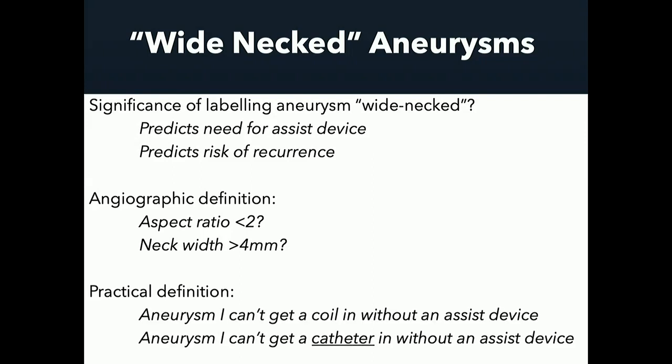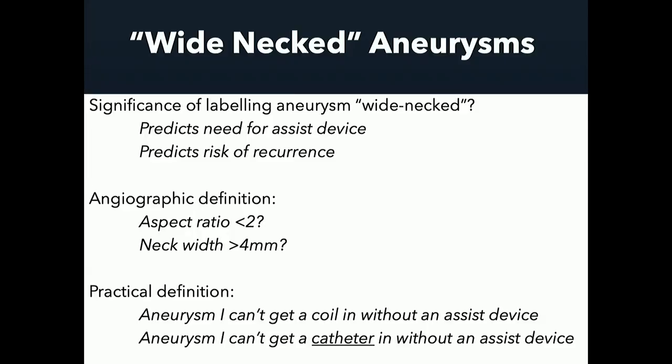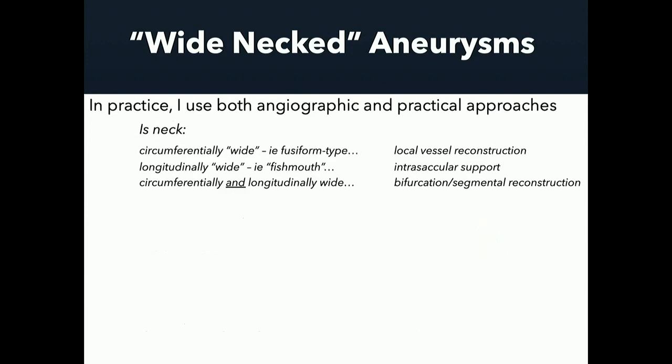But there's also a more practical definition. From my point of view, I consider a broad-necked or wide-necked aneurysm to be one that I can't get a coil into. But I also put in that same bracket aneurysms that I can't get a catheter into without an assist device, because they're difficult as well. I mean aneurysms that are offset onto a branch with a difficult angulated neck, because often these require an assist even though the neck itself would appear, on the surface of it, quite favourable.